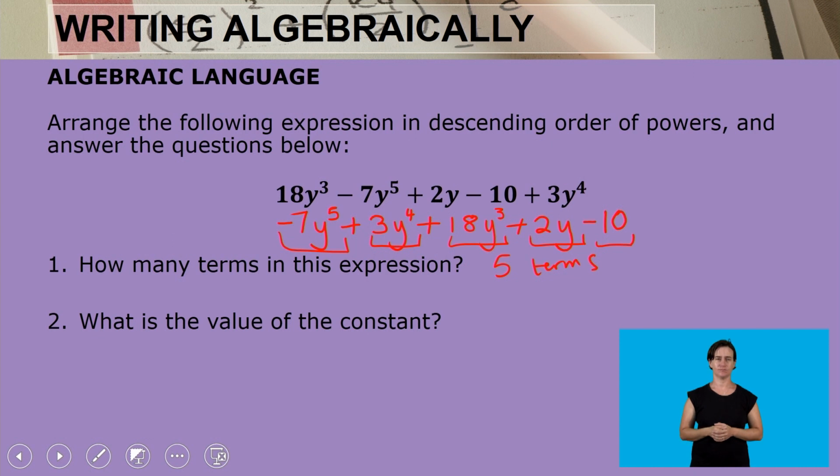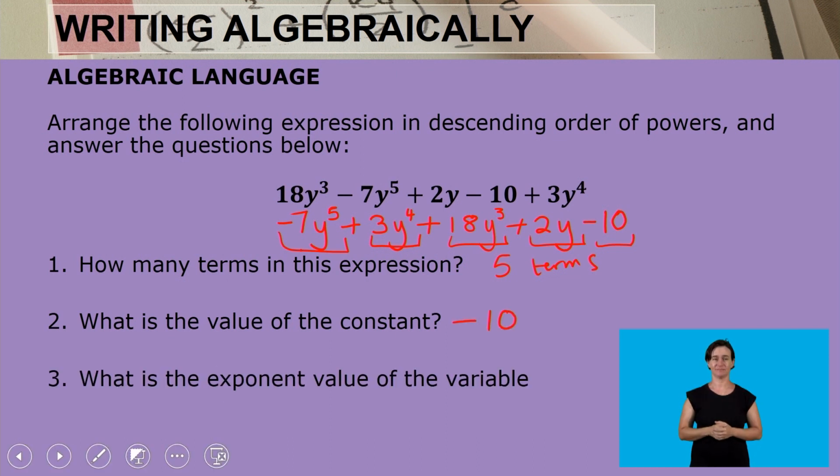Let's look at the second question. What is the value of the constant? Did you identify the constant in our terms? Yes, of course, our constant there is our negative 10. Let's look at the next question there.